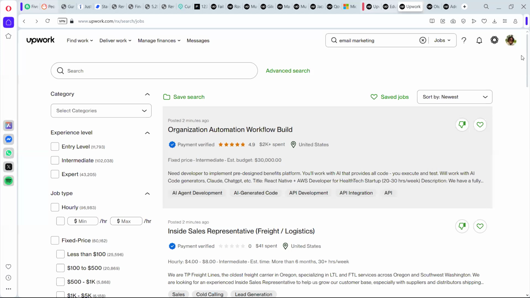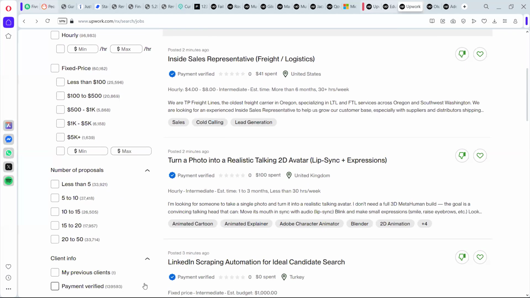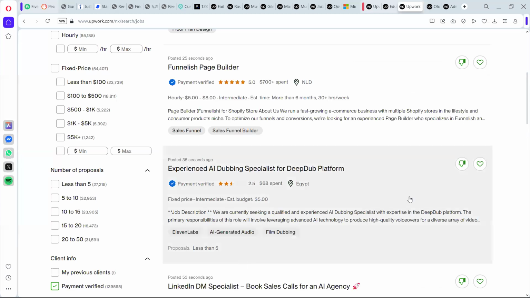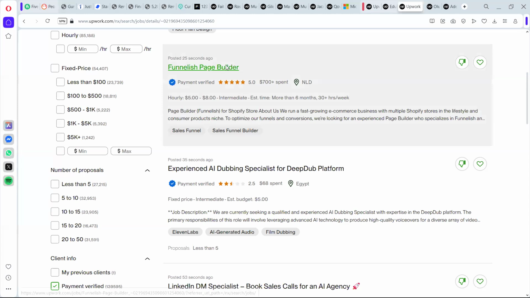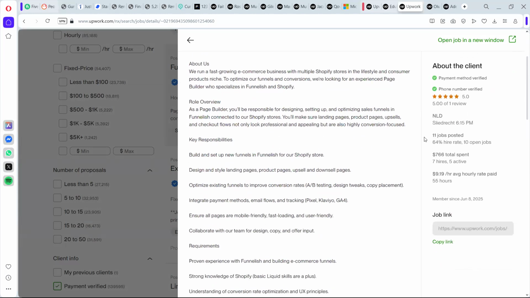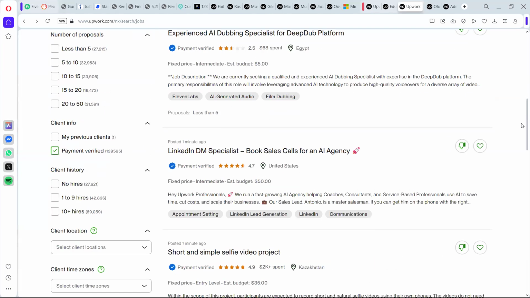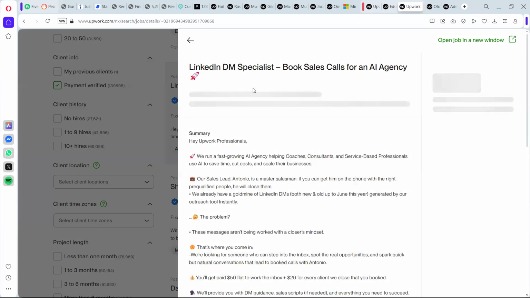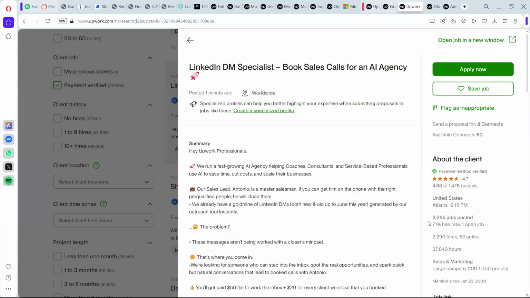So let's scroll to another job. Let's say we are looking for payment verified jobs. So you're going to see payment verified jobs. Okay, this is another job. On your right-hand side, as you can see, what I said, 64% hire rate. This is a hire rate you want to go for. I'm trying to look for another hire rate that's a little bit low, to show you what to avoid. So this is 71% hire rate.